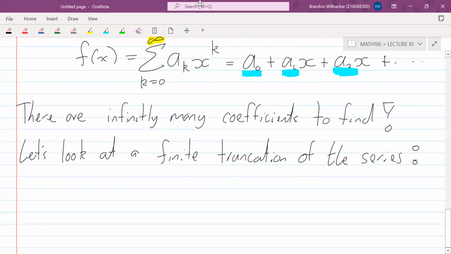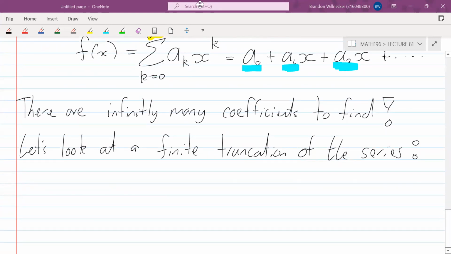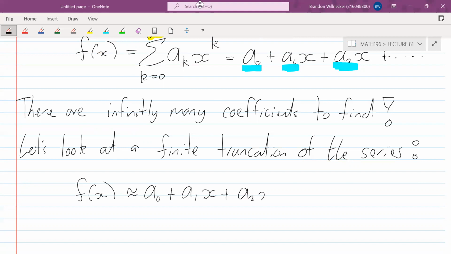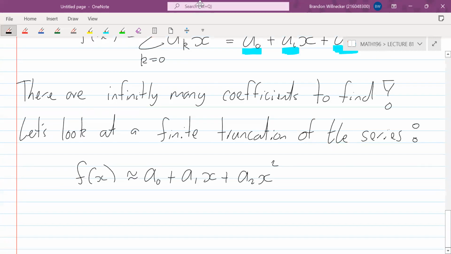Okay, so let's say we look at the first three terms. So f of x is only approximate if we only look at a finite number of terms. So we have a0 plus a1x plus a2x squared. Okay, so if we just leave it at that, this is a finite truncation, and so it's only an approximation. So I'll put the approximately equals. Okay, but later on I'm going to drop the equals, but just remember that it's only an approximation. Maybe we can write this as p of x instead of f of x, since it's a different function. But anyway, we've got an approximation here.